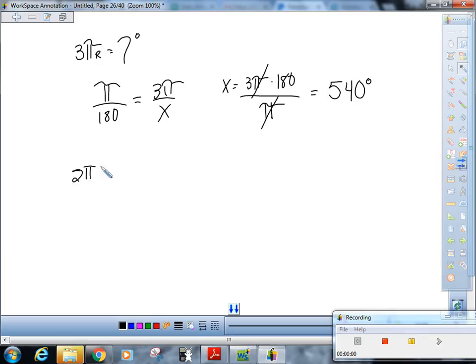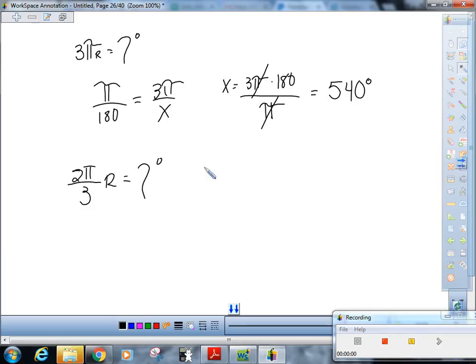What about 2 pi over 3 radians equals how many degrees? Okay, we'll come up with the formulas at the end. Let's just do it with proportions, because I want you to know. You're going to be taking your SAT or ACT someday, and you're going to forget the formula, and you're just going to use a proportion, and it's going to be just as fast.